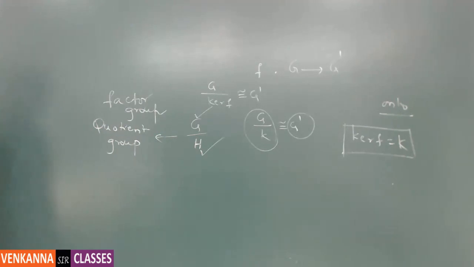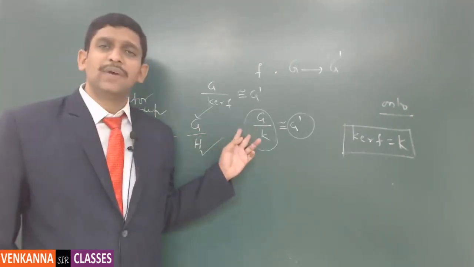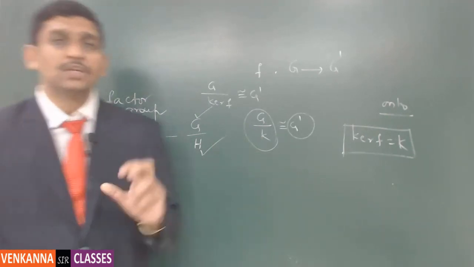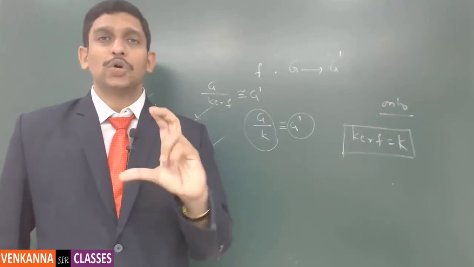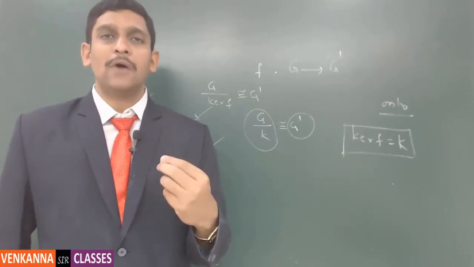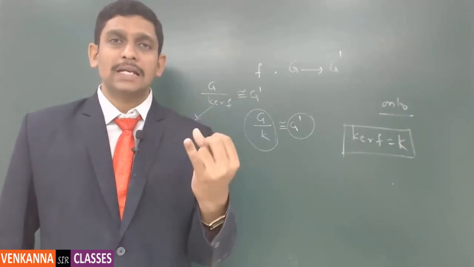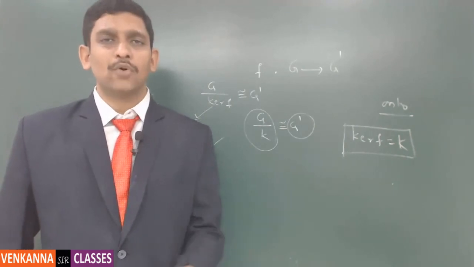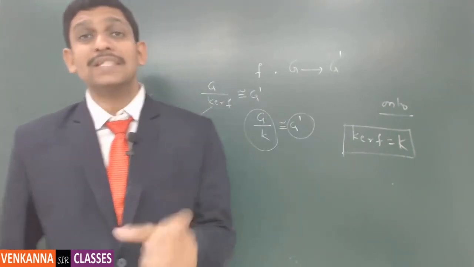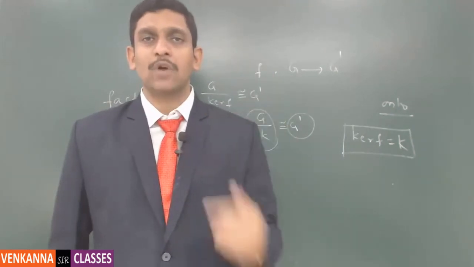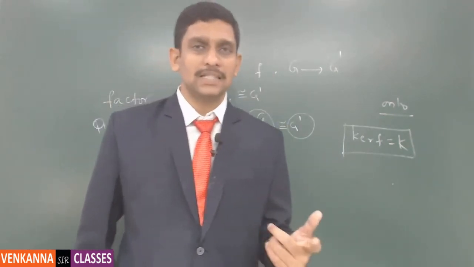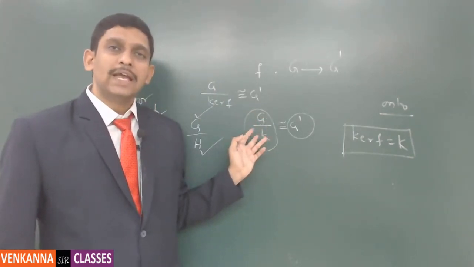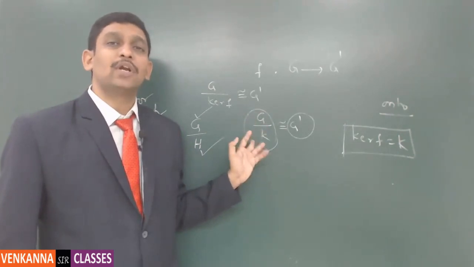Now you might have a doubt: is G by K a quotient group? Immediately we should understand that if you want to form a quotient group, all we need is a group and a normal subgroup for it. In the previous theorem, we proved that the kernel of f is always a normal subgroup. So as per that result, we have a group G and a normal subgroup K, hence G by K is nothing but a quotient group.